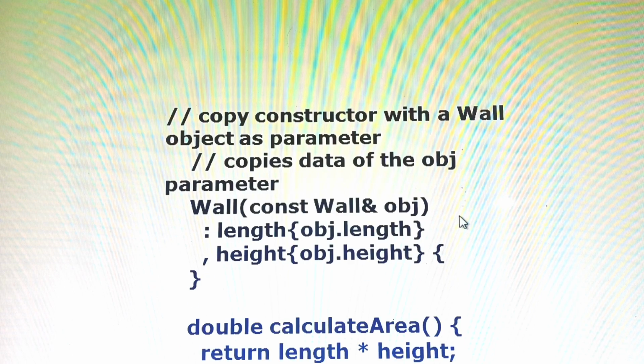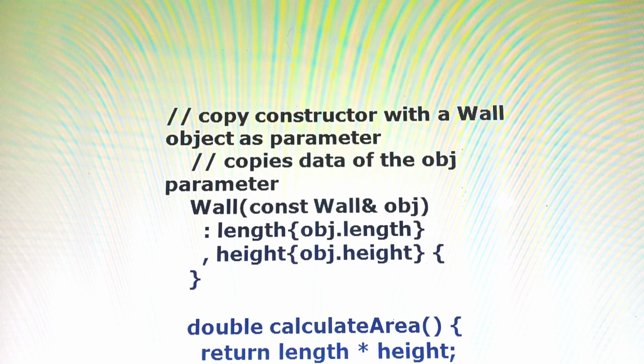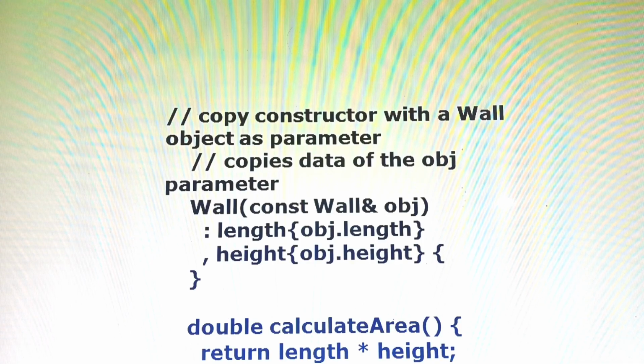Next is the copy constructor. The copy constructor takes a wall object as a parameter. Okay, then the constructor name is wall, then const wall reference. The content of the constructor wall will be copied to the object obj. Okay, here what are the contents in the constructor wall? It is the parameterized variables length and height. Okay, that we have copied to obj.